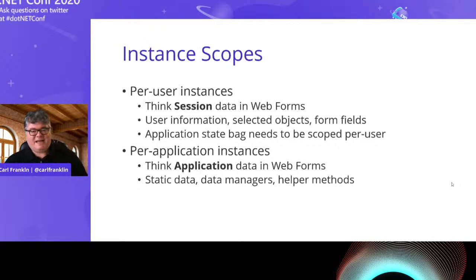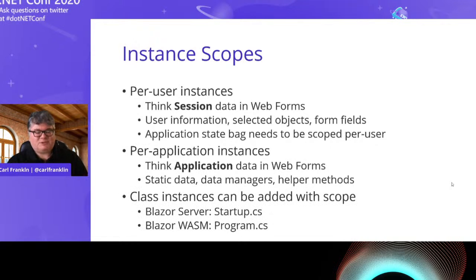Now, per application instance, we have these as well. You can think of the application object in web forms. This is a good place to put static data, data managers, helper methods, anything that doesn't require per user access. We have those as singletons. We'll talk about singletons because in a Blazor WASM app, there really isn't any need for a singleton versus a scope because there's only one user. Then we have just your basic class instances. A class instance is essentially transient, and that is what's going on there.